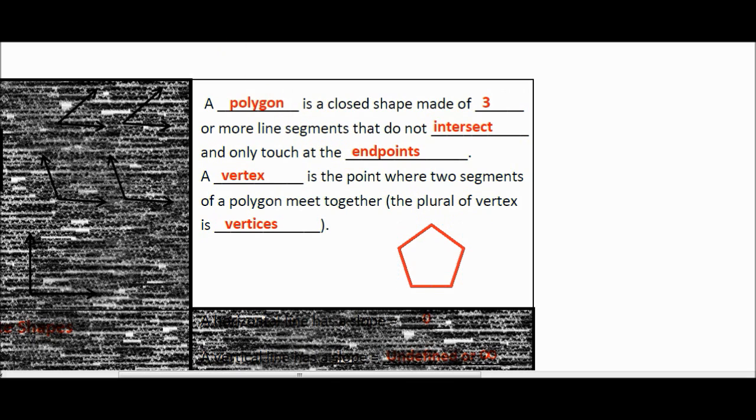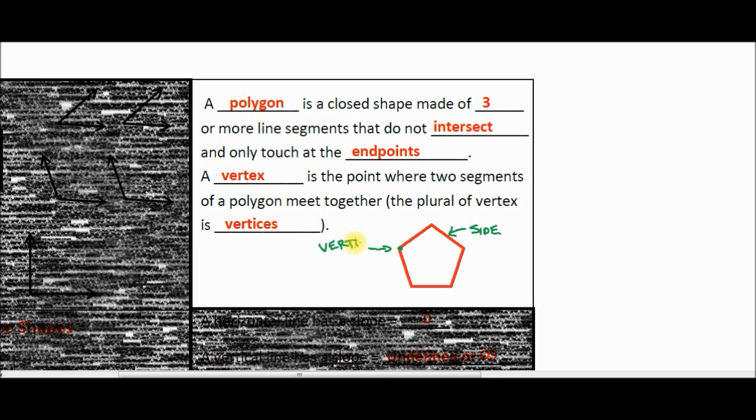Alright, and let's label a few of these parts now. So the line segment that is used to make a polygon, we're going to call that a side. Side of a polygon. Okay, where 2 of the sides come together and touch at the endpoints, that is called a vertex.